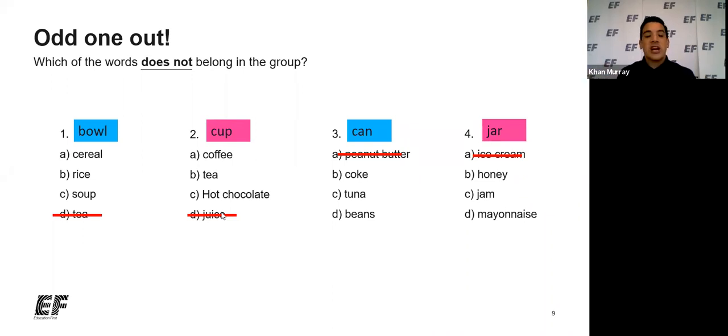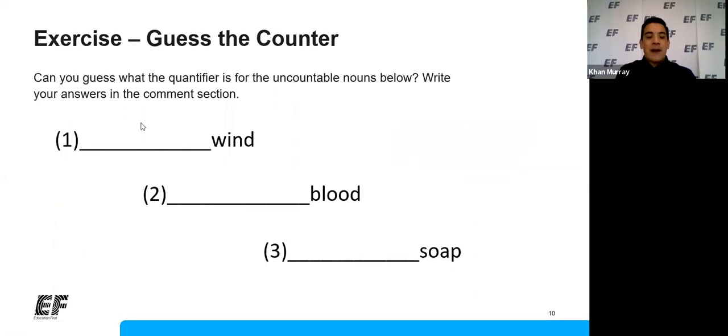So 3 jars of honey, 3 jars of jam, or 2 cups of coffee, 5 cups of tea as well. All right, so let's keep going forward. Now, this time I'm going to give you a harder challenge. These ones are for those people who are finding it too easy. Okay, so how about this one? Can you guess the quantifier for all of these?